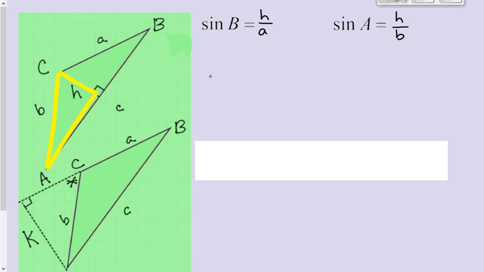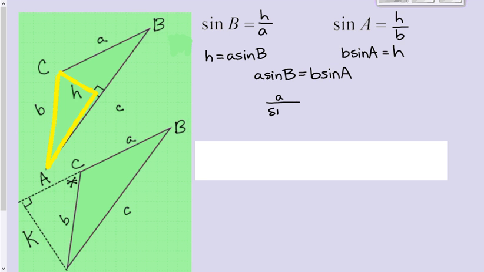We isolate H in both cases. Multiply both sides by A to isolate H, multiply both sides by B to isolate H, and H equals this and that, so we set this and that equal to each other, and we get A sine of B equals B sine of A. And you can see what's going to happen. We saw it earlier. Divide both sides by sine of B, divide both sides by sine of A, and you get A over sine A equals B over sine B. So we are almost there.